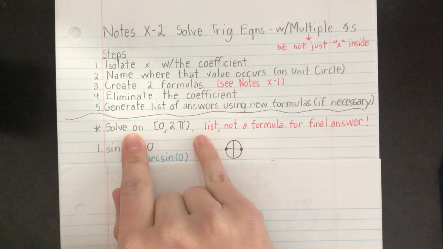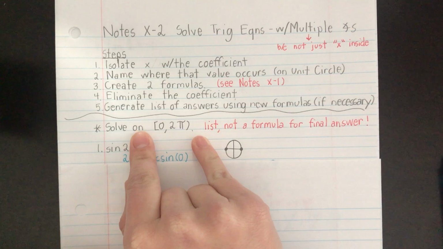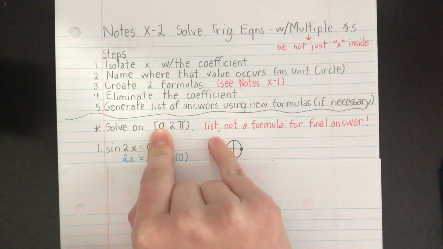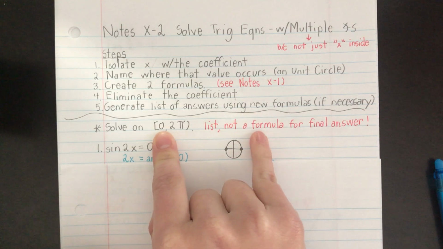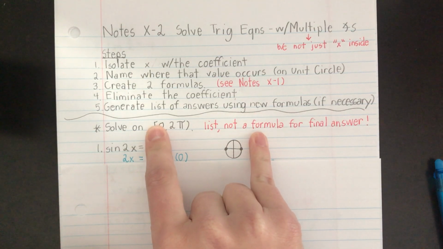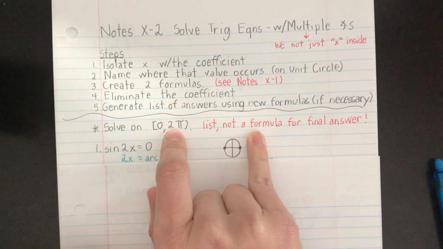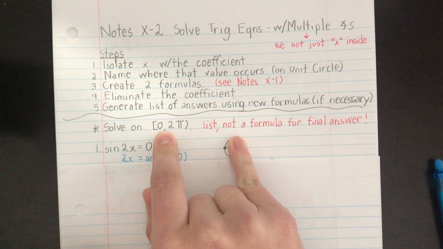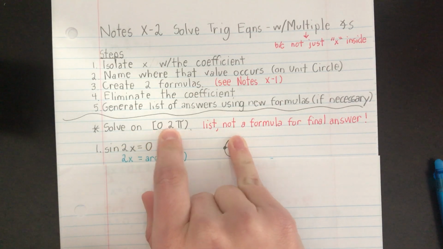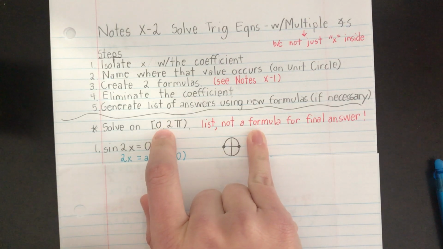Now on today's assignment, it will be necessary because look at the instructions, the directions. Solve on the interval 0 to 2 pi. This means I don't want a formula for my final answer. I want a list of answers that fall between the interval 0 to 2 pi, where I'm only including 0, not 2 pi. If I didn't have this interval, if I said state all possible solutions, then of course my final answer could be a formula, but that's not the case on this.